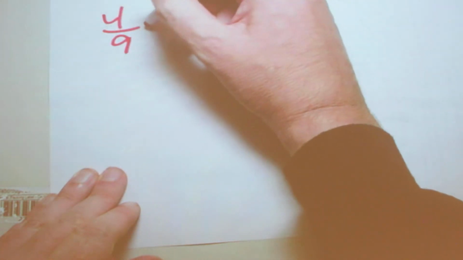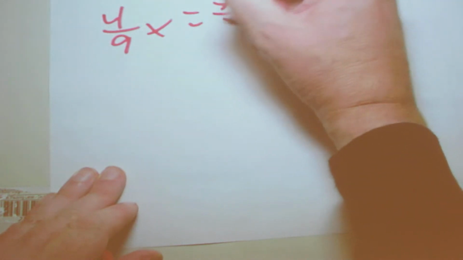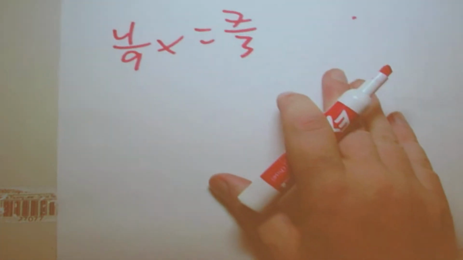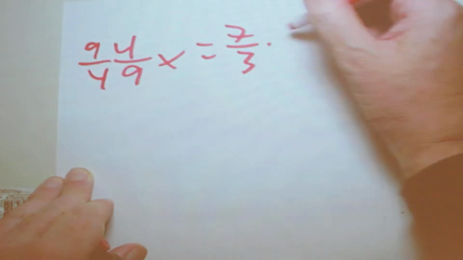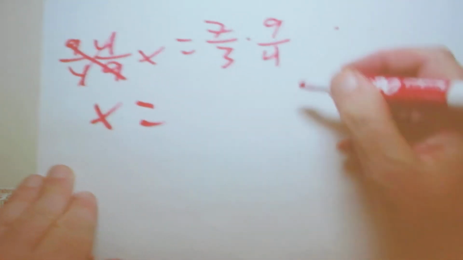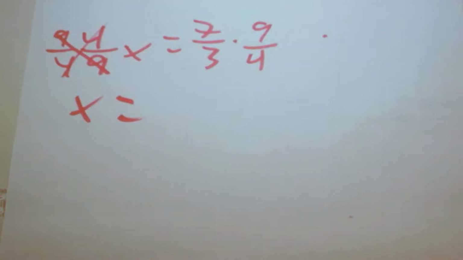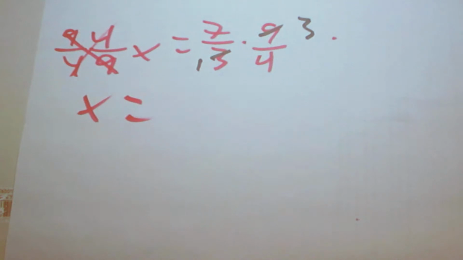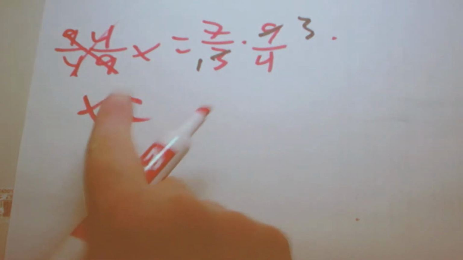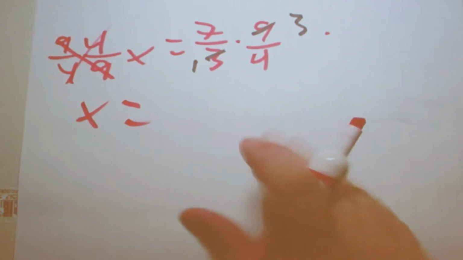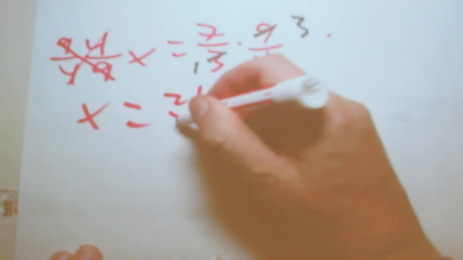Now let's say that we have 4 over 9 x equals 7 over 3. What we're going to do is just multiply by the reciprocal, 9 over 4 on both sides. These will cancel. We're going to get x equals. We can simplify this to make it easier. Divide the 3 and the 9 both by 3. So this becomes a 1, this becomes a 3. 7 times 3 is 21. 1 times 4 is 4.